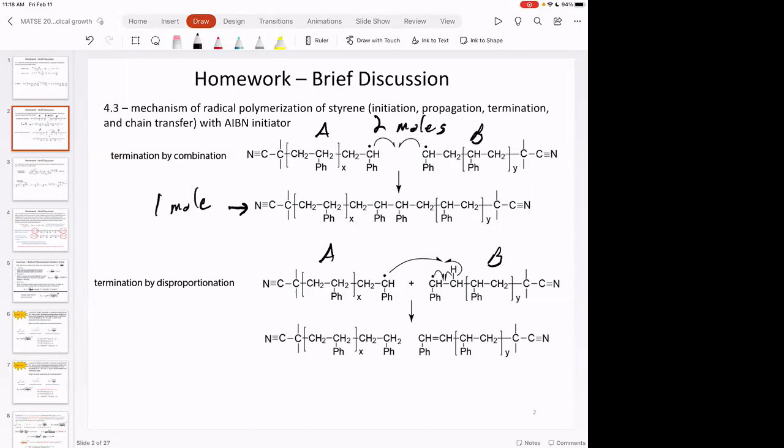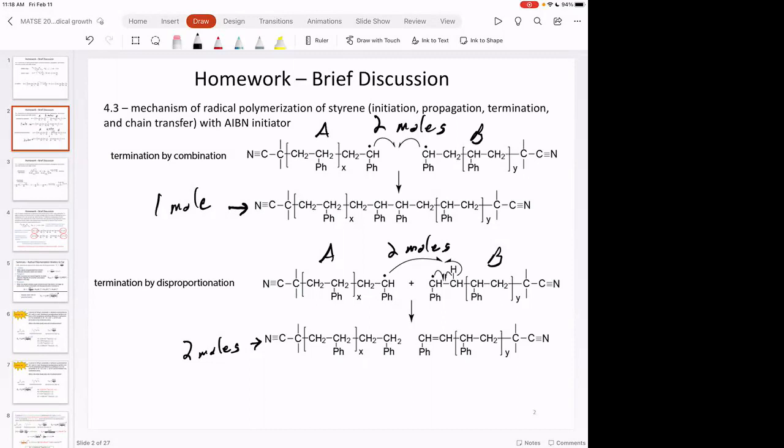Now, same question for disproportionation. I start with 2 moles of reactants. And how many moles of products do I have? 2 moles of products, right? Okay, so we're set up. We know that the moles decrease for termination by combination, and the moles stay the same for termination by disproportionation.